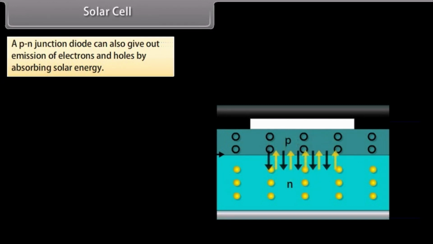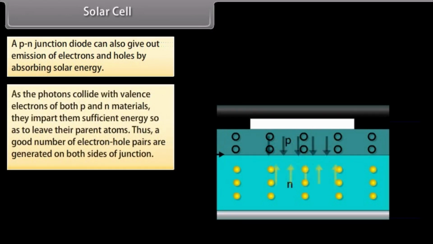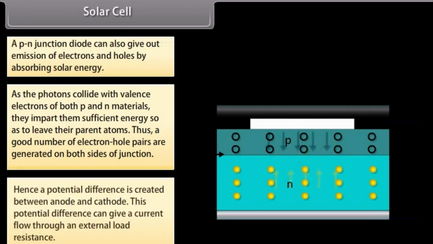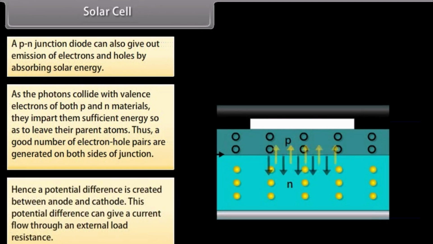Thus, solar energy photons entering from the top glass window easily penetrate to both sides of the junction. As the photons collide with valence electrons of both P and N materials, they impart sufficient energy to them to leave their parent atoms. Thus, a good number of electron-hole pairs are generated on both sides of the junction. Hence, a potential difference is created between anode and cathode. This potential difference can give a current flow through an external load resistance.